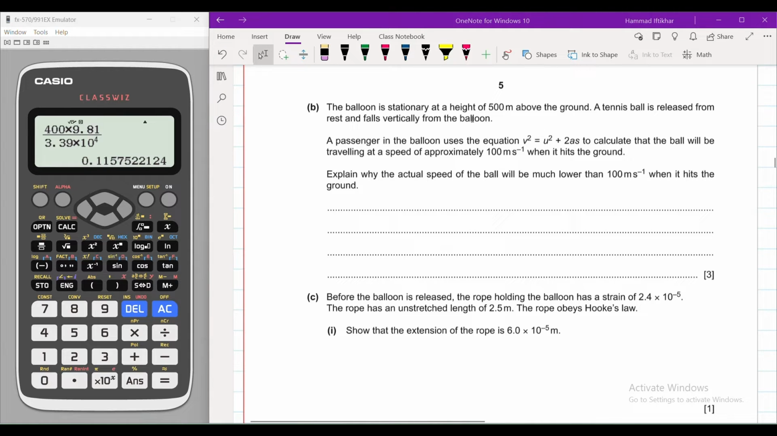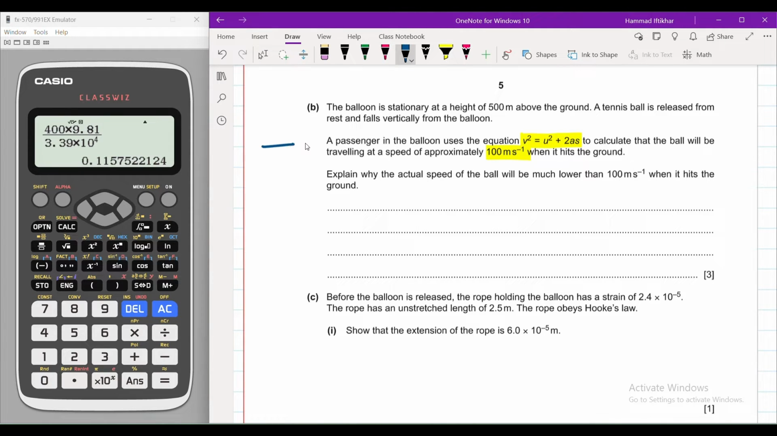Okay, so the balloon is stationary at a height of 500 meters above the ground. A tennis ball is released from rest and falls vertically from the balloon. A passenger in the balloon uses the equation v squared equals u squared plus 2as to calculate that the ball will be traveling at a speed of approximately 100 meters per second when it hits the ground. Explain why the actual speed of the ball will be much lower than 100 meters per second when it hits the ground. So this is due to the air resistance.